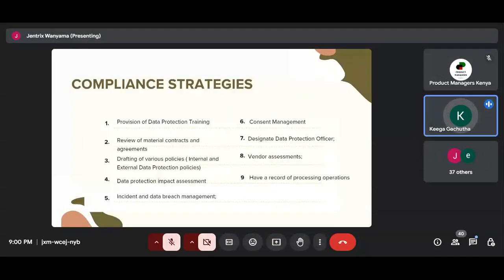At the same time, we also review material contracts and agreements of our customers, and we also provide data protection impact assessment services, or you can do this on your behalf. Lastly, we also do vendor assessments, where we perform an audit to determine your level of risk and some of the things that you might require to do with your third parties to ensure compliance with the Act. Gentrix, if you may.